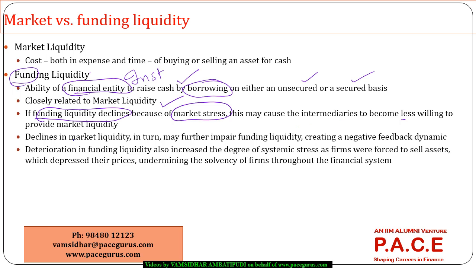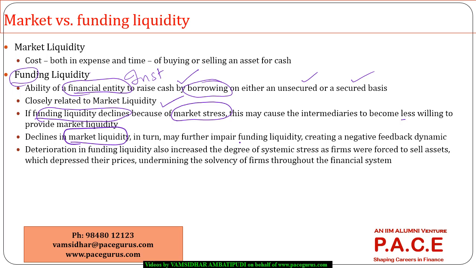Now, the same logic, you look at it the other way. The market liquidity is going down, meaning people are not able to sell their asset at the price and time they want. Because I am not able to sell my asset, people who are lending may not take those assets as collaterals.